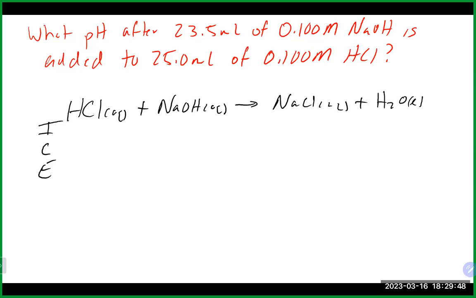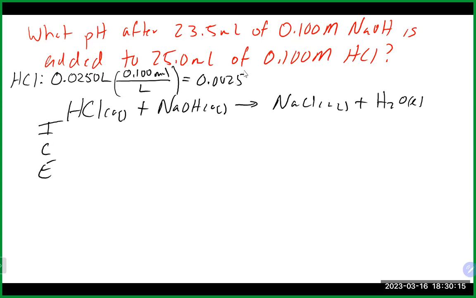So for the HCl, we're going to convert our volume into liters, so divide by 1,000 or move the decimal point. We'll use the molarity of our acid, which is 0.1 moles per liter. That's going to give us 0.0025 moles of our acid. So we'll put that into our table, 0.0025 moles.